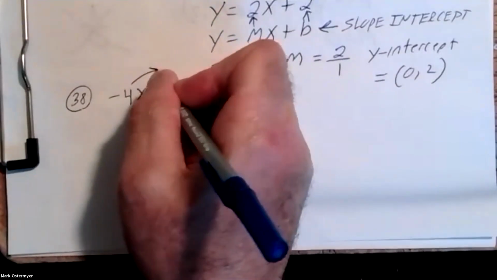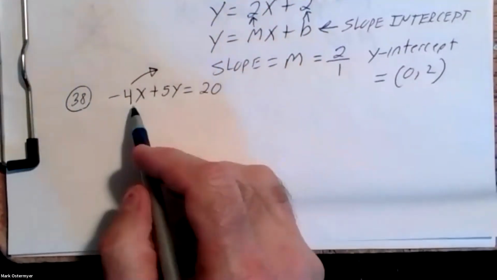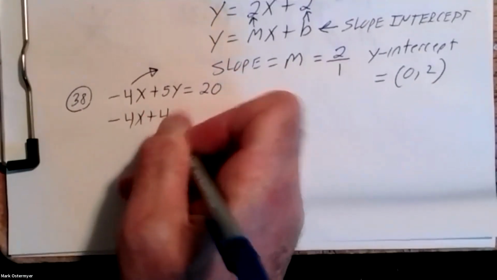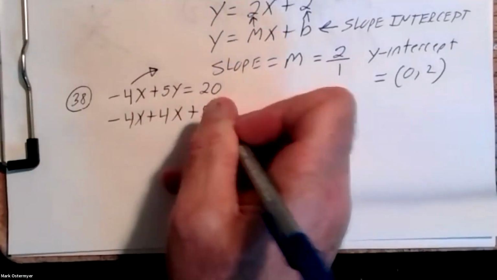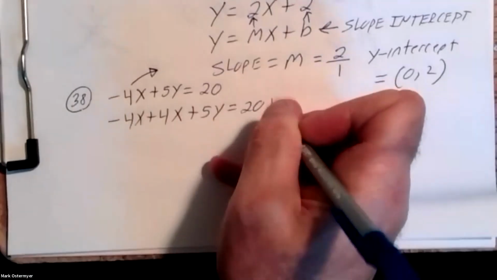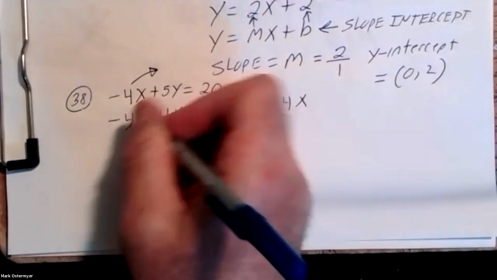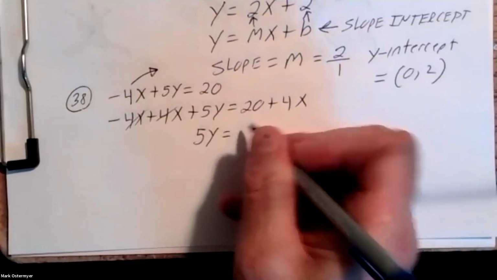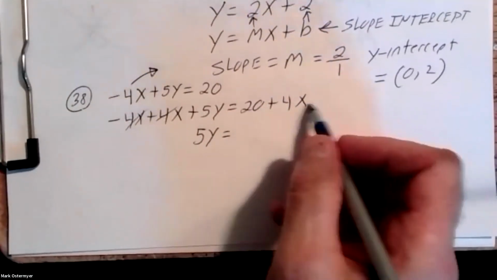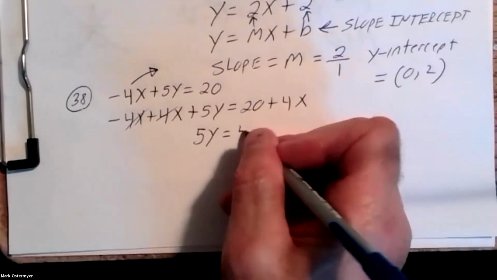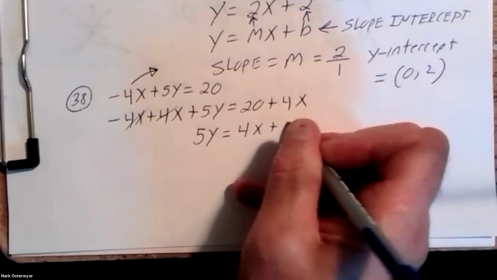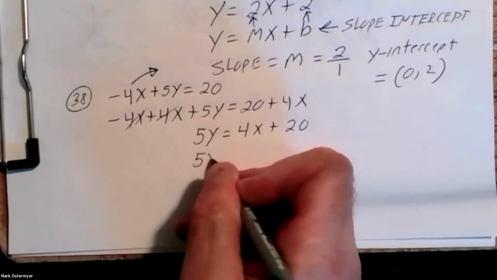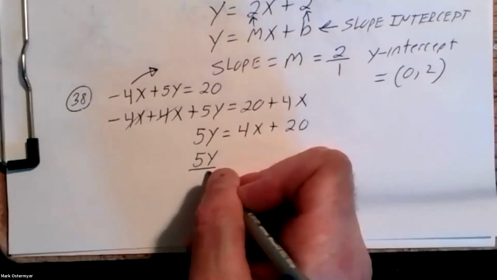How do I move this negative 4x term to the right side? Add 4x to both sides. Let's add 4x to both sides. Notice the 4x's drop out on the left to 0, leaving you with 5y. And on the right side, I'm going to spin these terms around because we're shooting for slope-intercept form. So I'm going to call it 4x plus 20. How do we divide both sides by what to get y by itself? 5. By 5.